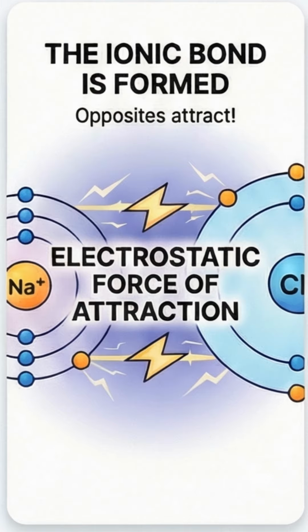Opposite charges attract. Once cations and anions form, the positive and negative charges pull toward each other through electrostatic force. This strong attraction between the ions is what is called an ionic bond. It holds the ions together and is responsible for the stability of ionic compounds.